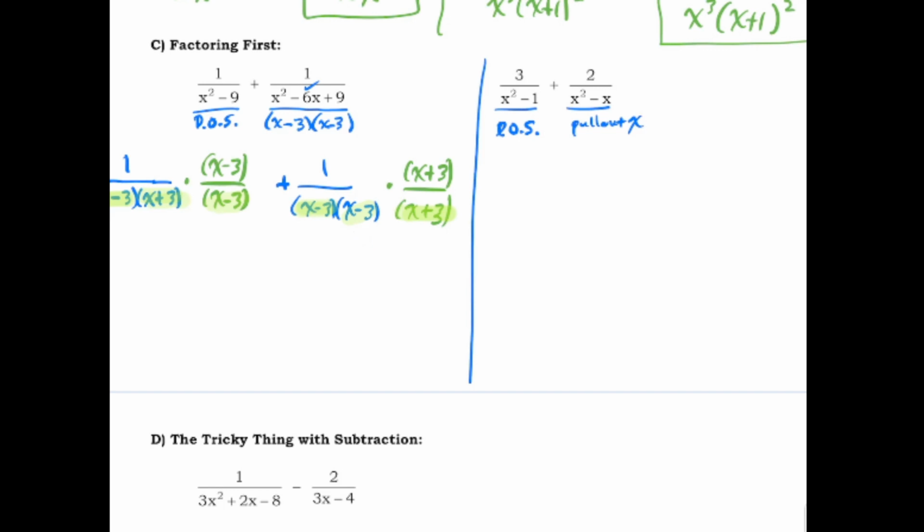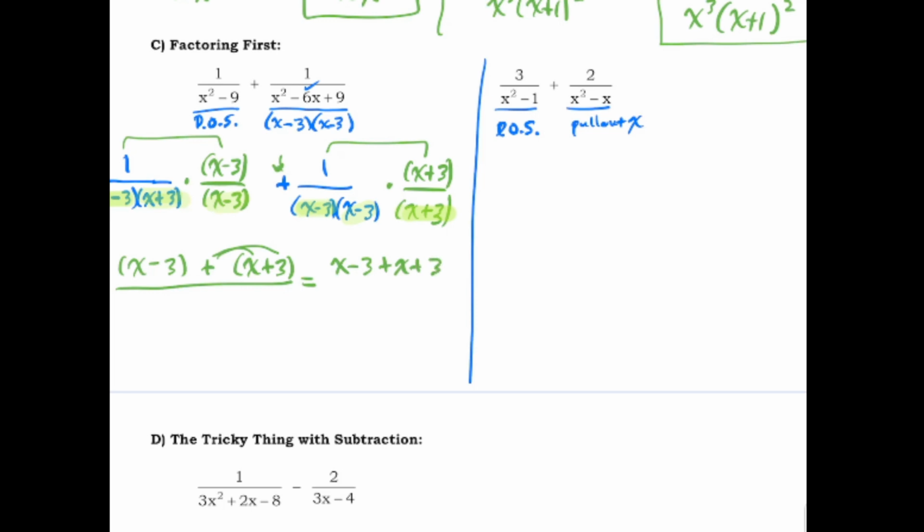Get matching sets. Now on top here, I've got 1 times this, which is just that. And then I got this plus, don't forget the plus. And then I got 1 times this x plus 3, which is just that, all over my LCD. Now if you don't mind, I'll save that for later. I want to simplify up top here. Notice how this is basically just an x minus a 3, and if you're distributing a 1, it's not going to do much really.